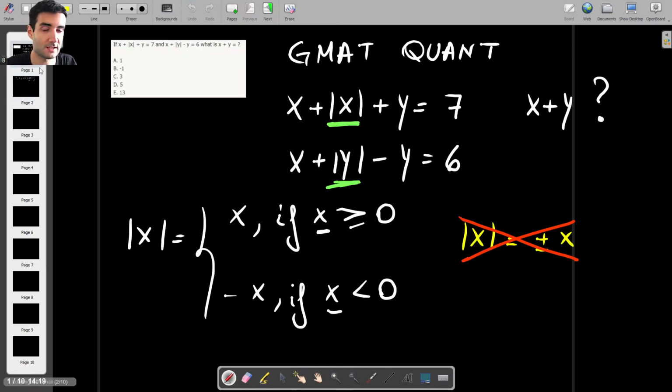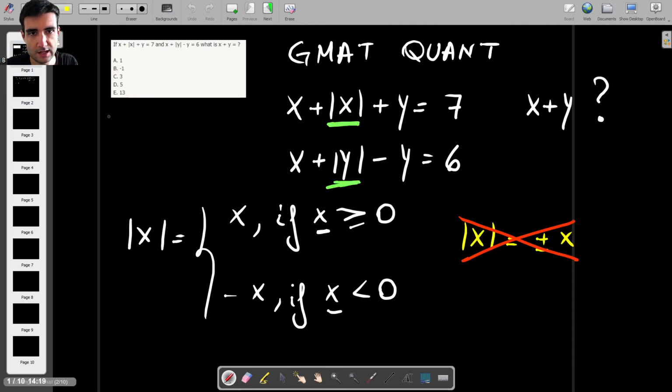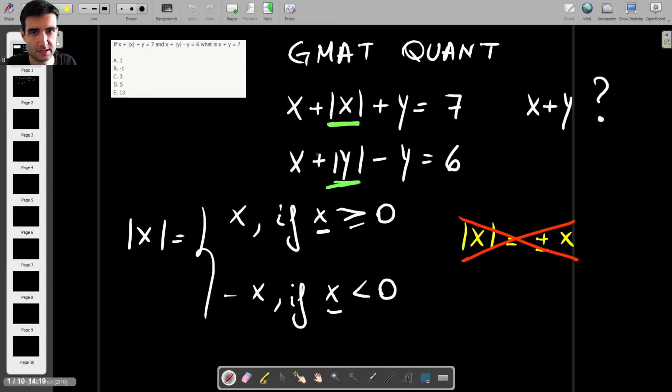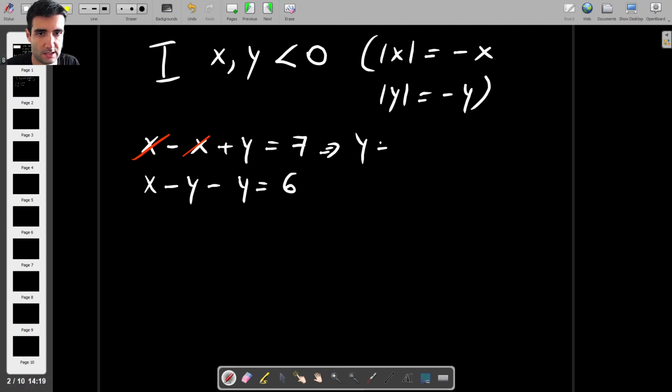Now we're going to substitute those for the absolute values. The first equation becomes x minus x plus y equals 7, and the second equation becomes x minus y is equal to 6. From the first equation, as you can see, the x's cancel out, so we have y is equal to 7.